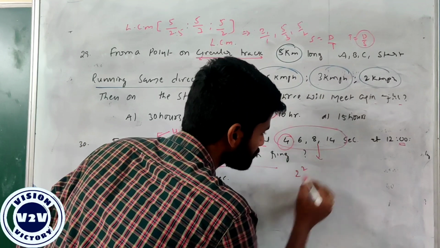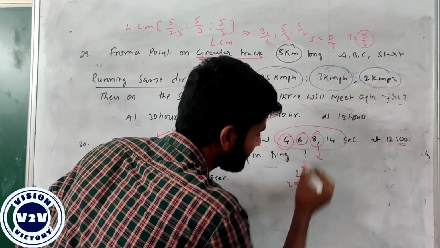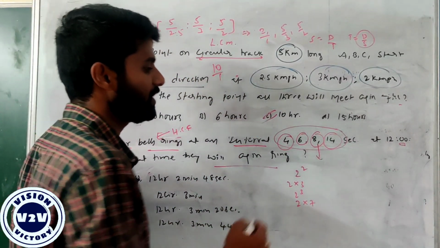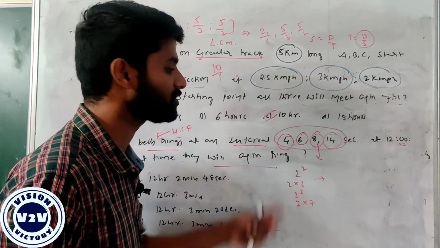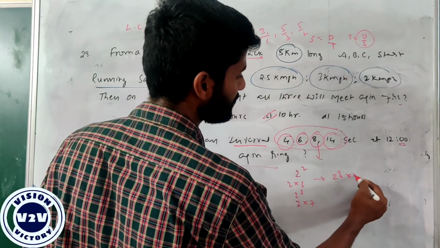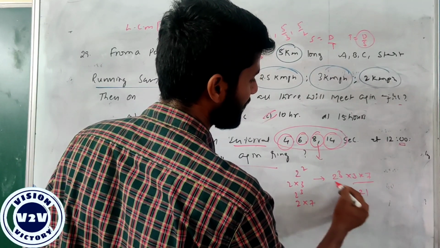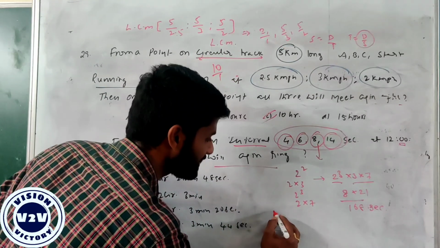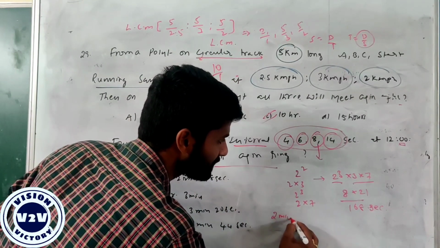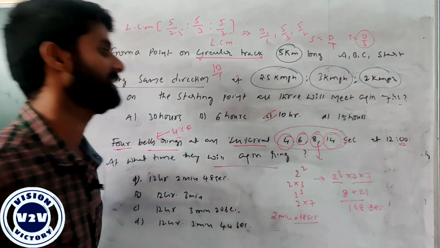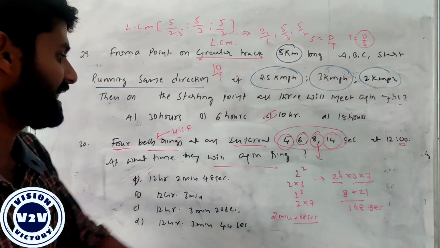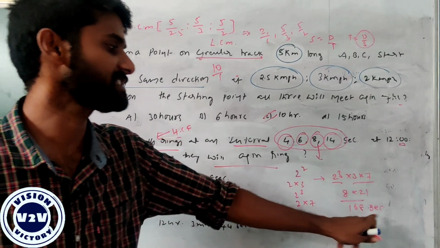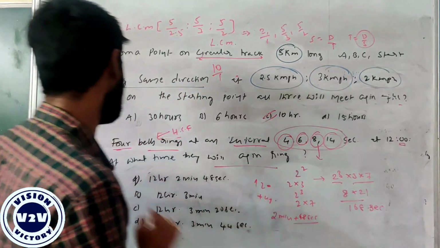So 4 can be written as 2 square, 6 can be written as 2 into 3, 8 can be written as 2 cube and 14 can be written as 2 into 7. In the factorization concept, we take the highest power and we do not require any common number. So the answer is 2 cube into 3 into 7. So 7 3s are 21 and 2 cube is equal to 8, so the answer is 168. So 168 seconds means exactly 2 minutes 48 seconds. See, they start at 12 o'clock. Again they meet at 12 o'clock, 2 minutes 48 seconds. Why? Because 168 means 120 plus 48. So the option is equal to 8.